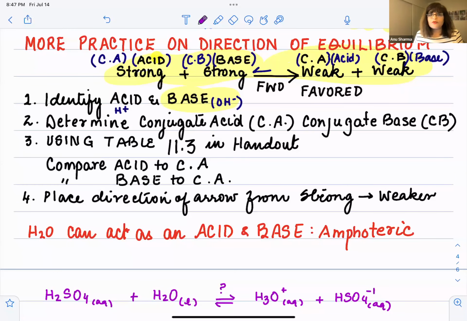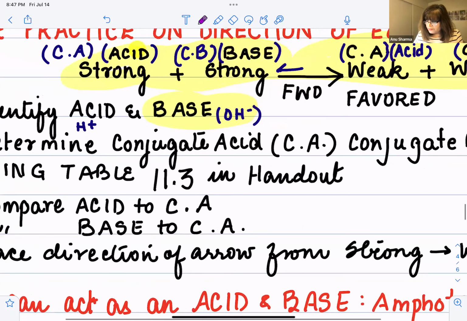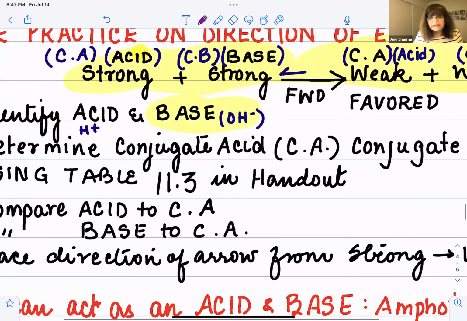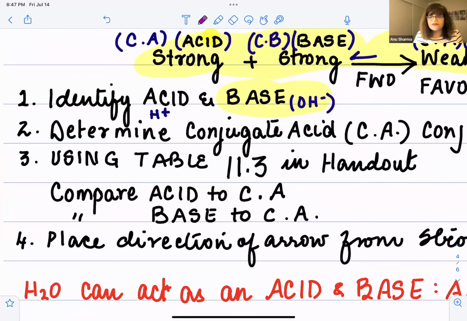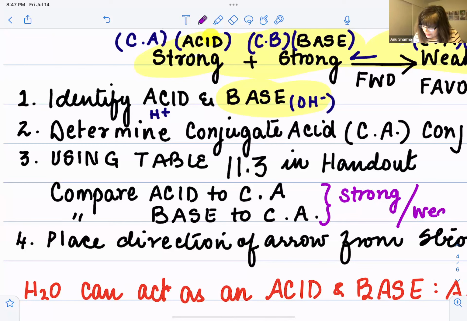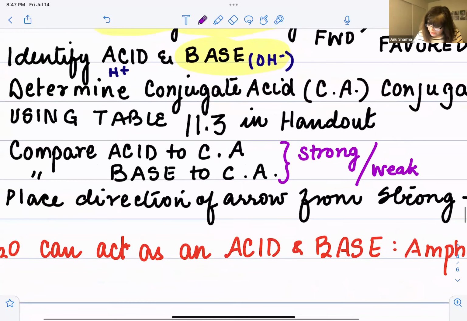Next, you're going to determine the conjugate acid and the conjugate base. The conjugate acid always comes from a base, and the conjugate base comes from the acid. So we will do that. Next, we look at table 11.3 in the handout. You compare the acid to the conjugate acid and the base to the conjugate base and identify which one is stronger or weaker. Strong versus weak, which one? Then, based on that, place the direction of the arrow. So it's very simple, but let's do that.